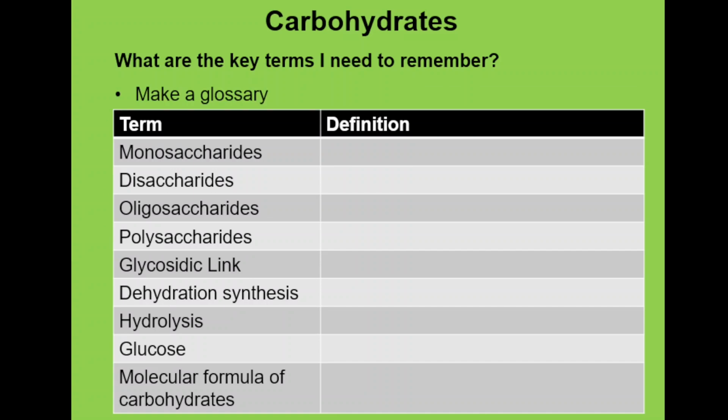And then just like before with the lipids, make a glossary. There are a lot of key terms here, and I've written down what I believe are the key terms that you should remember. Again, I'm not going to provide you with the definition because I've done that within the session we did on carbohydrates. Monosaccharides, disaccharides. I didn't do a slide on them just now, but I mentioned them in the session on carbohydrates. We've got oligosaccharides, then polysaccharides, glycosidic link, dehydration synthesis and hydrolysis, glucose, and then the molecular formula of carbohydrates. Again, you want to be able to provide a one or two sentence definition of what those terms mean.